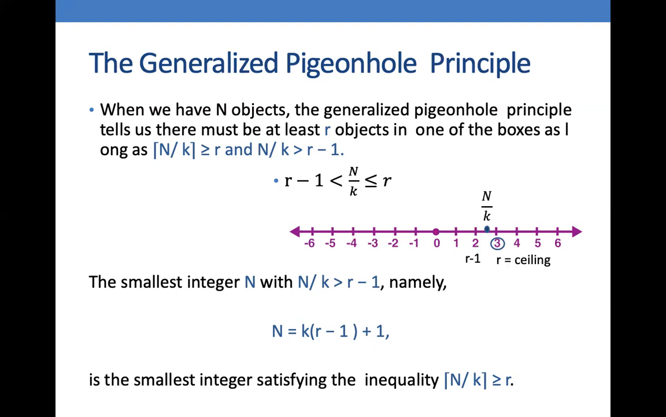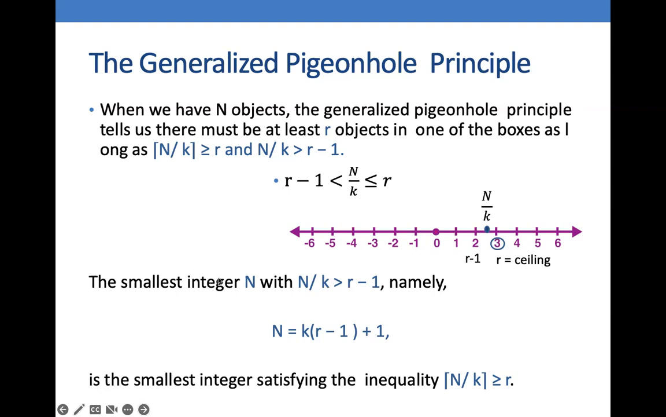So for example, your n over k results to 2.5. Okay, so the ceiling of 2.5 is 3. So the ceiling of 2.1 is 3, right? So the n over k must be between r and r minus 1, but not including r minus 1. So the r minus 1, this 2, is the ceiling of 1 point something, 1 and plus a fraction.